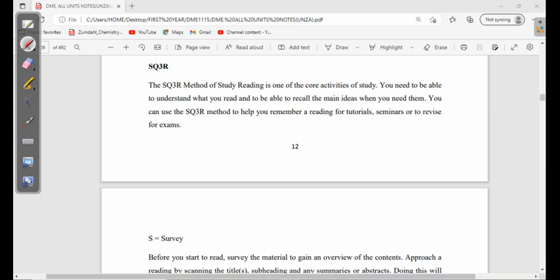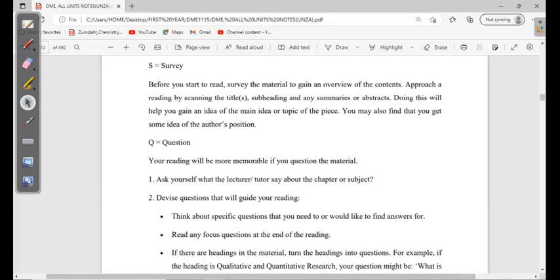So first you survey a text. You know that survey is just having a broad understanding of a subject. So before you start to read, survey the material to gain an overview of the content. Approach a reading by scanning the title, subheadings, or any summaries or abstracts. Doing this will help you to gain an idea of the main idea or topic of the piece. You may also find that you will get some ideas of the author's position.